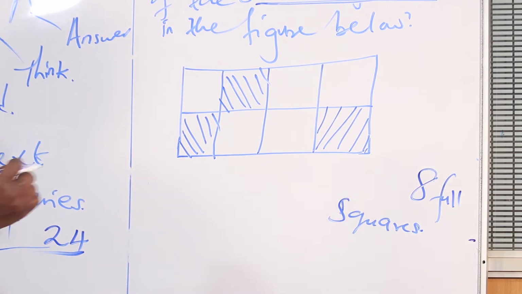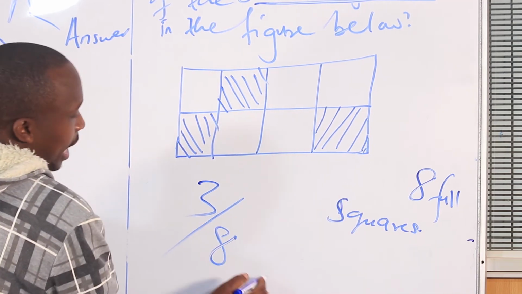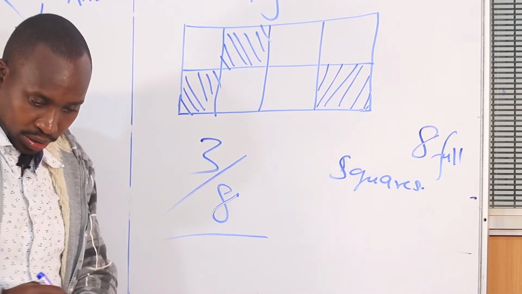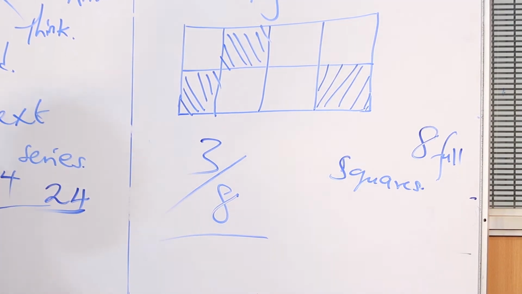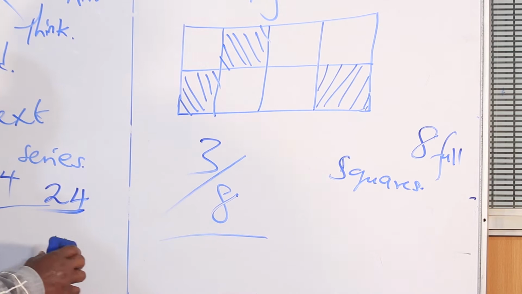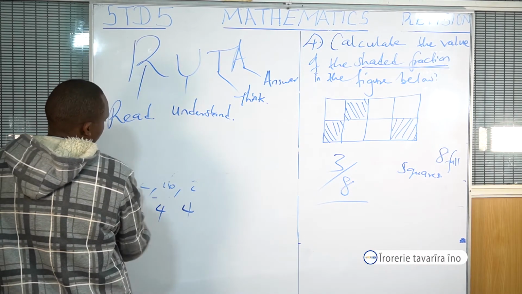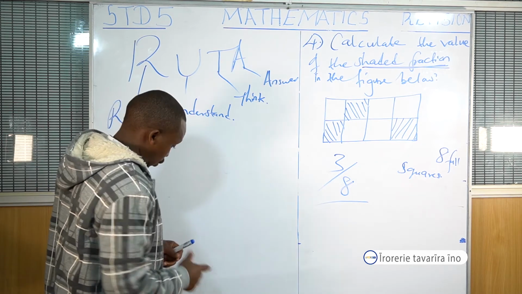Yes, very good. They are 3. So, it is 3 out of the total number, which is 8. So our answer is 3 over what? Over 8. We go to question number 5.